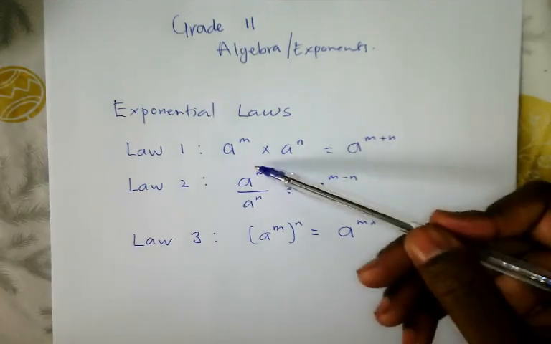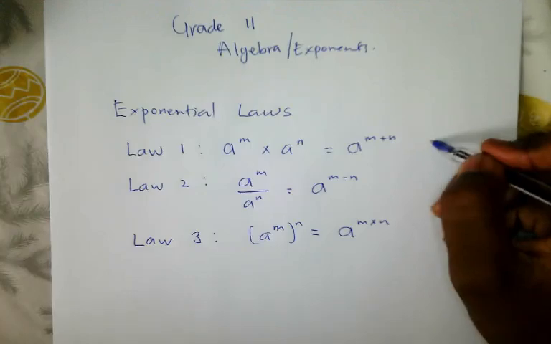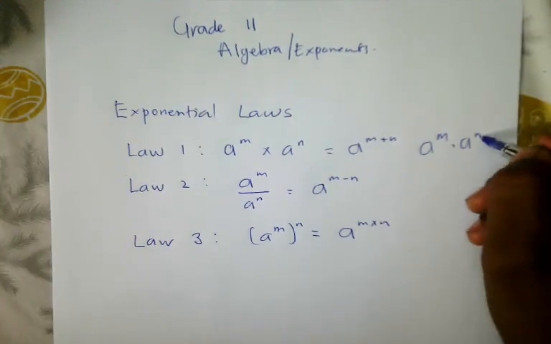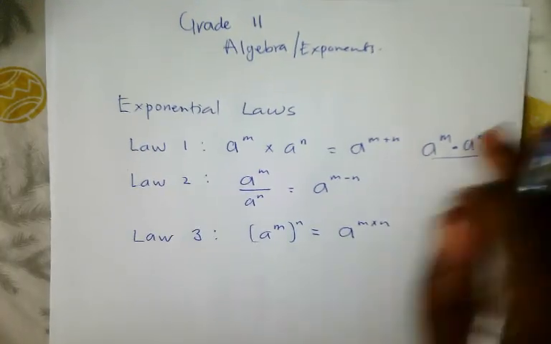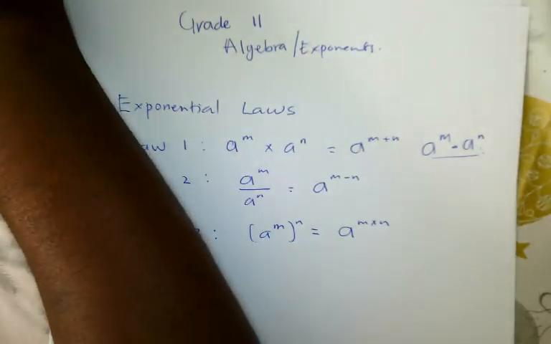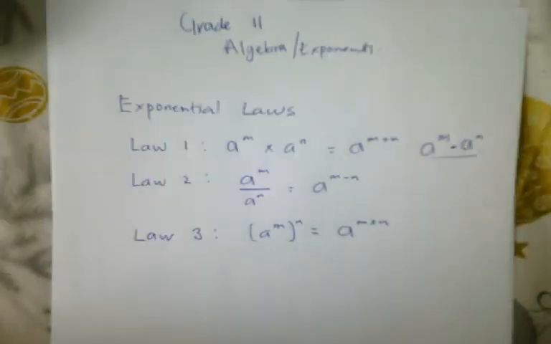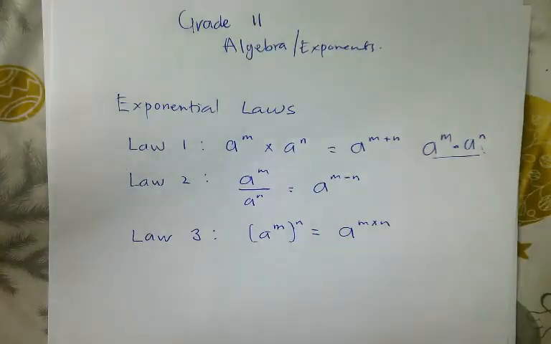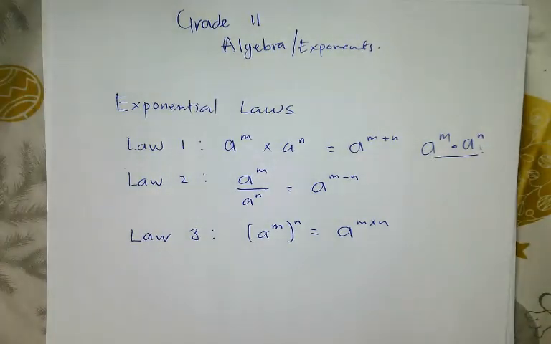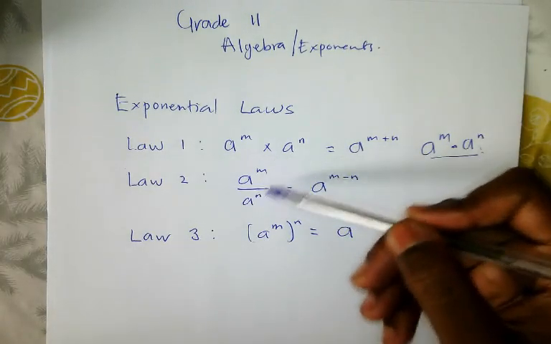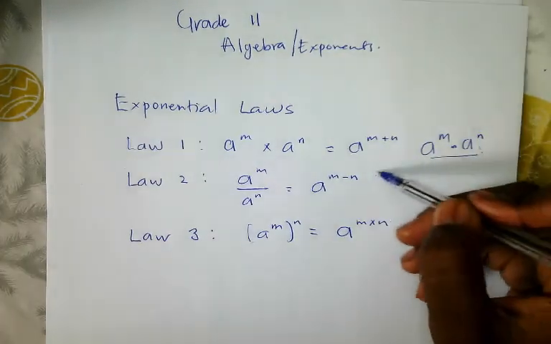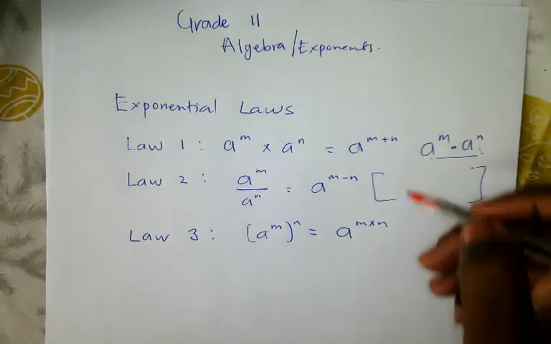So you should know if it's multiplication, usually it's going to be something like this. Once we know we're multiplying the bases, we should be able to add the exponents. Is it clear? And then for the second one, once we have a fraction like this, we know that we have to subtract.